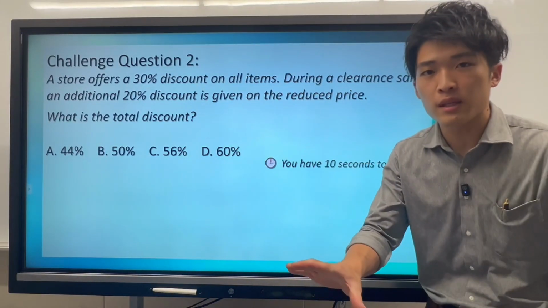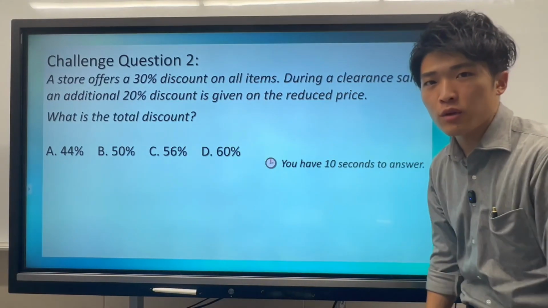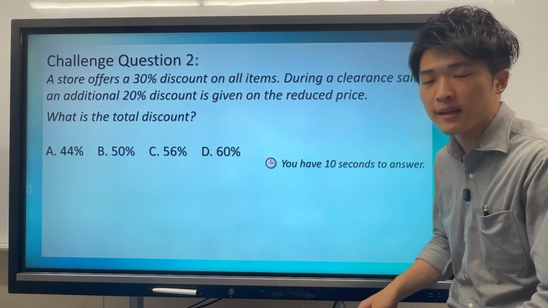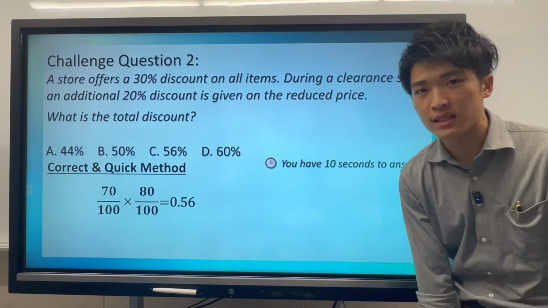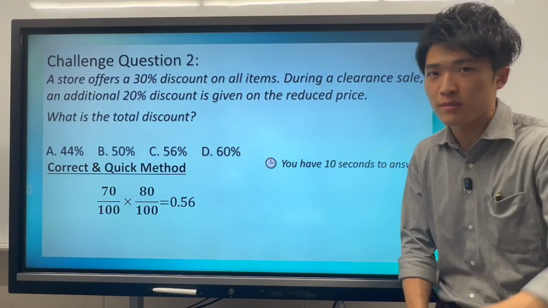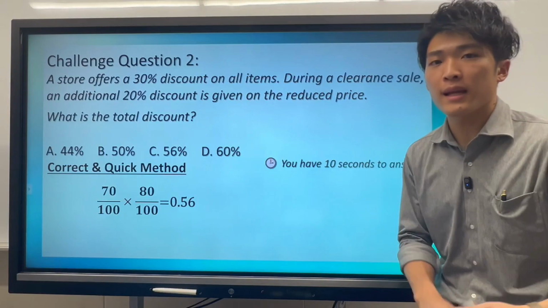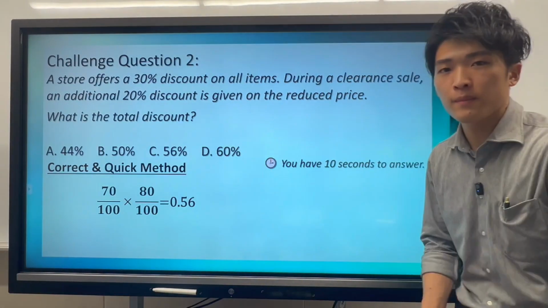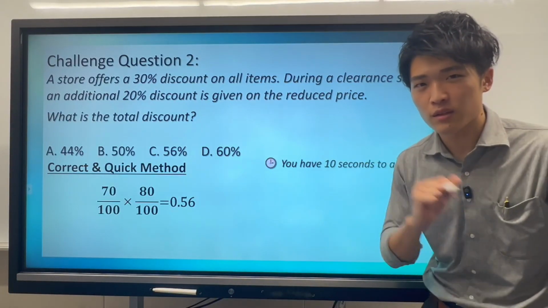Alright. Just like before, if you get a 30% discount, how much is left? You subtract 30% from 100%, so you're left with 70%, right? Yes. Thinking about it that way, the formula would look like this. Of course, use fractions. This is to avoid calculation mistakes, okay. So, the formula is 70/100 times 80/100, and the answer is 0.56. Yes. But this 0.56 is not the final answer, okay.